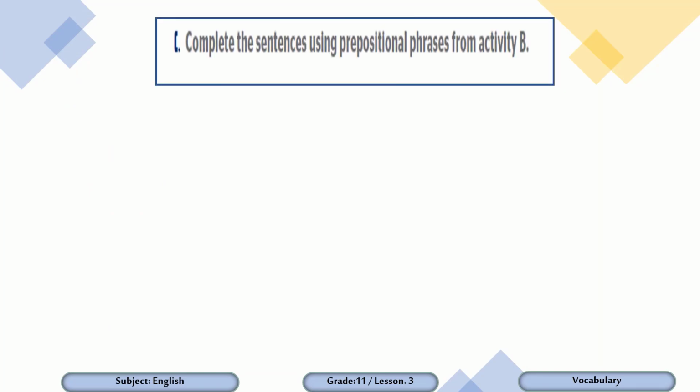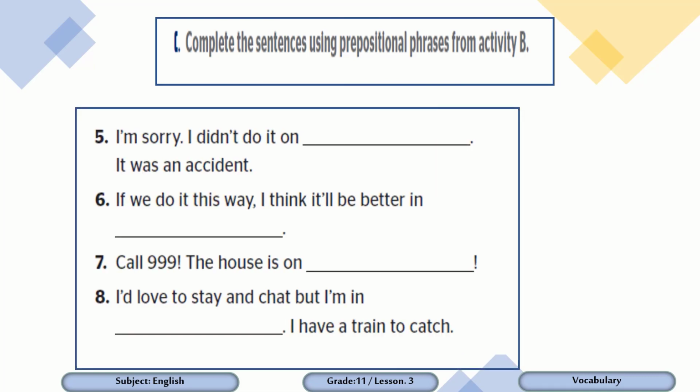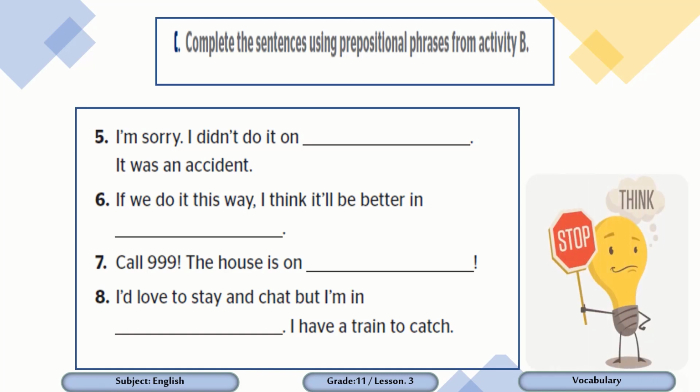Dear students, let's complete exercise C, Student's Book, page 40. Now, read sentences 5 to 8 well. Pause the video for some time. Get your answers ready. Then, as we always do, play the video again in order to check your answers. Okay, now it's time to check the answers.